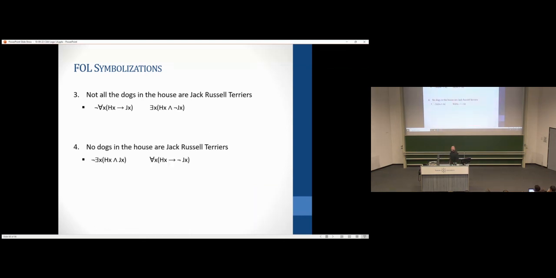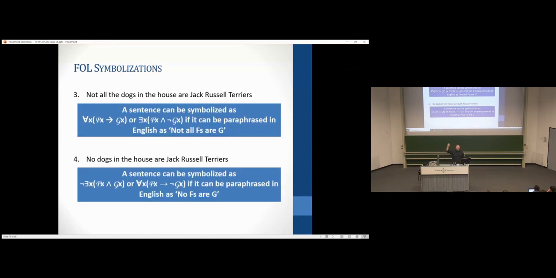So when we look at these sentences, we have four ways to do them. The top two for the top, the bottom two for the bottom. Or generalizing, here we go. A sentence can be symbolized either this way or this way. Oh, that's missing a negation. If it can be paraphrased in English as not all F's are G's, sorry, there should be a negation in the front there. And with our bottom one, a sentence can be symbolized as this or this if it can be paraphrased as no F's are G's. Genuinely, if we know these four patterns, we are golden.